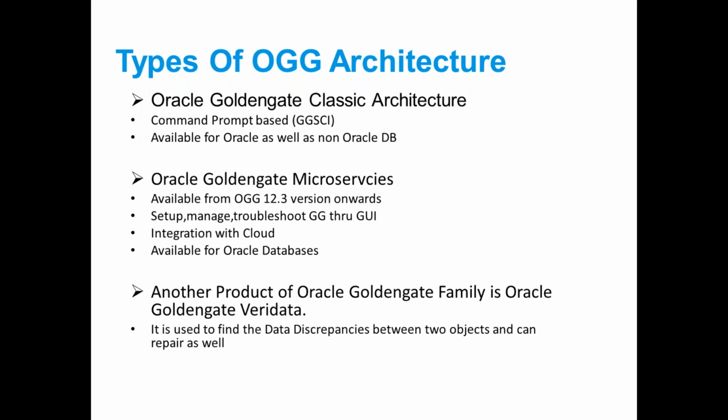So there are three things in Golden Gate: classic, microservices, and Veridata. Basically, whatever you see in Golden Gate will be coming from these three. In fact, if you're looking to be Golden Gate certified, 10 to 15% of questions constitute Oracle Golden Gate Veridata. Veridata is also getting popular right now because there are a lot of cloud migrations going on. To understand whether data is in sync or not, Veridata is getting very popular.